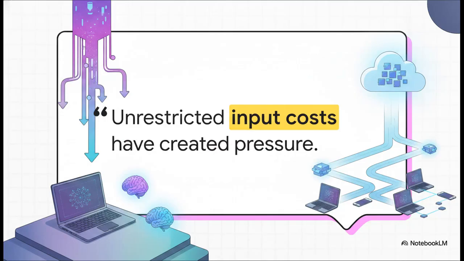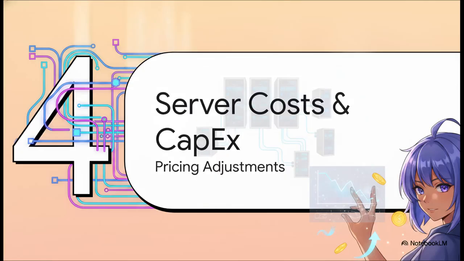Because of these unrestricted input costs, token usage data shows that enterprise demand for high-end models actually peaked back in mid-May and has fallen significantly since. Now that highly capable local models can run on standard consumer hardware, the market is effectively bifurcating. Section 4. Server cost and CapEx impact.